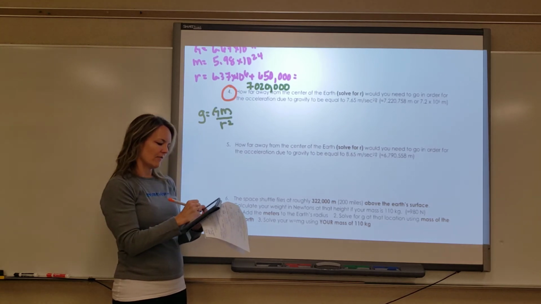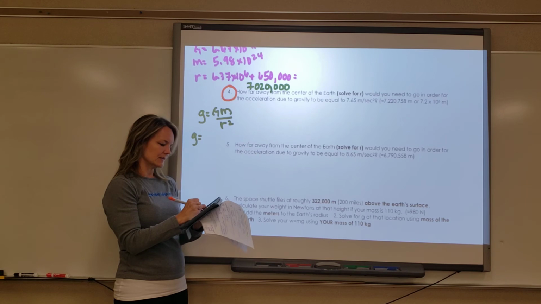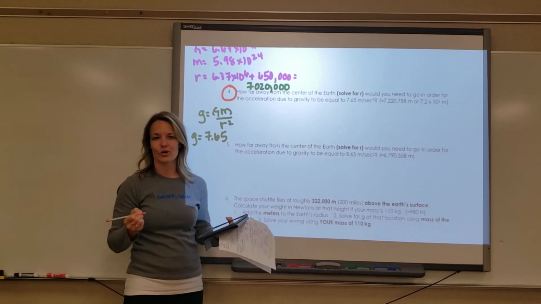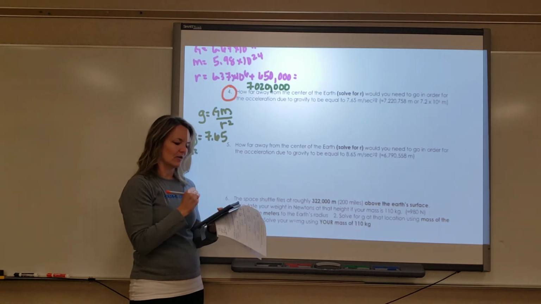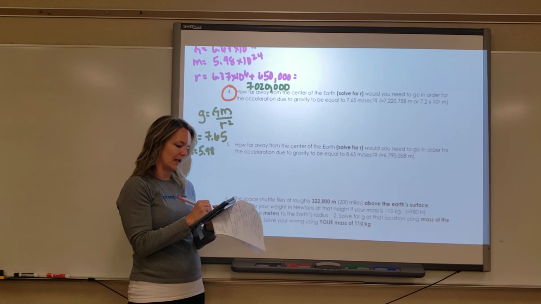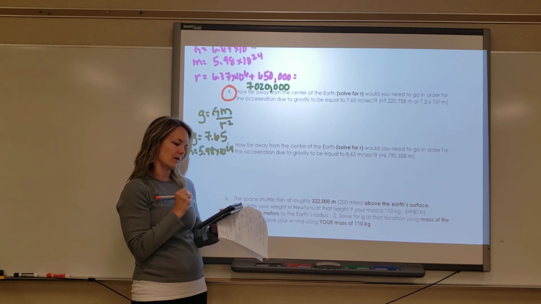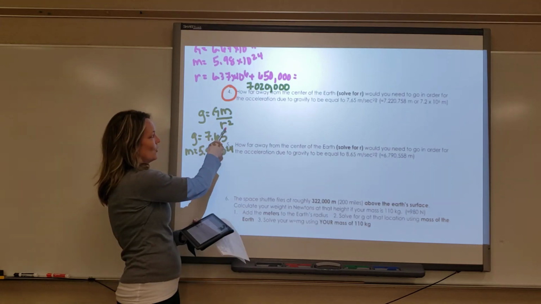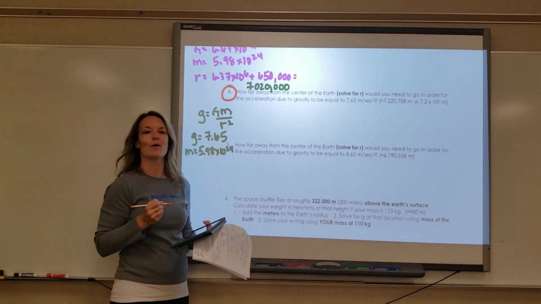I know that the gravity, little g, is 7.65. I know that I'm working with the earth, so the mass of the earth, you've got it stored as alpha M. I'm just going to write it on here, 5.98 times 10 to the 24th. Okay, I am solving for r. That is my unknown. I'm going to have to move all my variables around in order to get that.